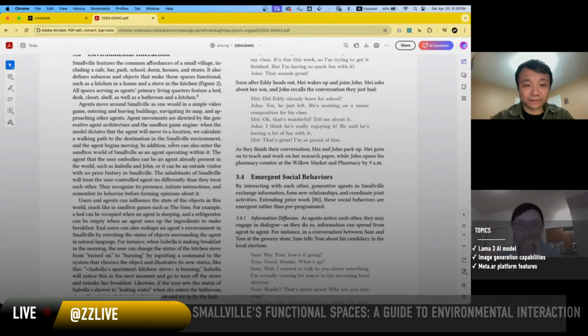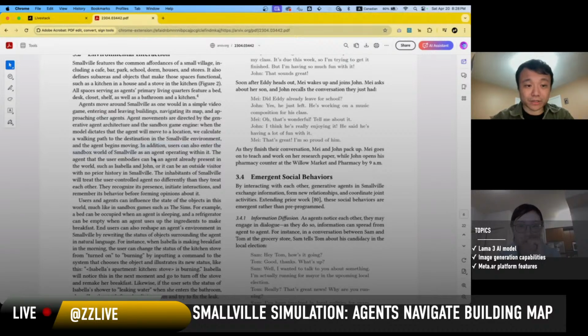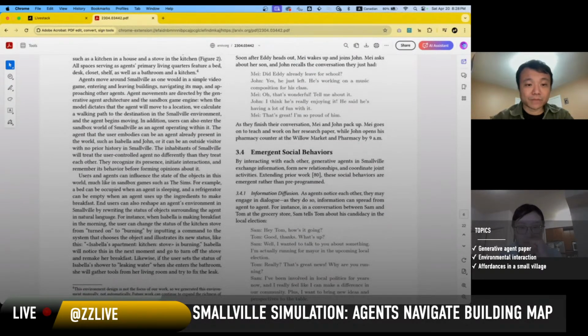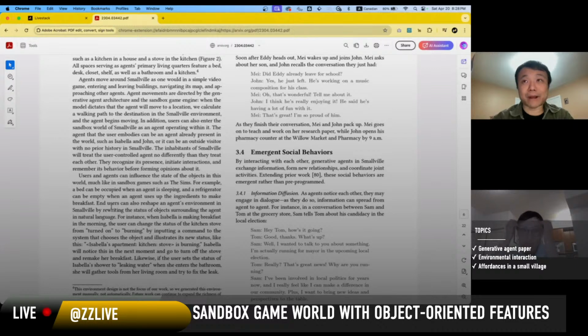In addition, users can also enter the sandbox world of Smallville as an agent operating within it. The agent that the user embodies can be an agent already present in the world, such as Isabella and John, who can be outside visitors. I think we went through this. Users and agents can influence the state of the objects in this world, much like sandbox games such as The Sims. For example, a bed can be occupied when an agent is sleeping, and a refrigerator can be empty when an agent used up the ingredients to make breakfast.